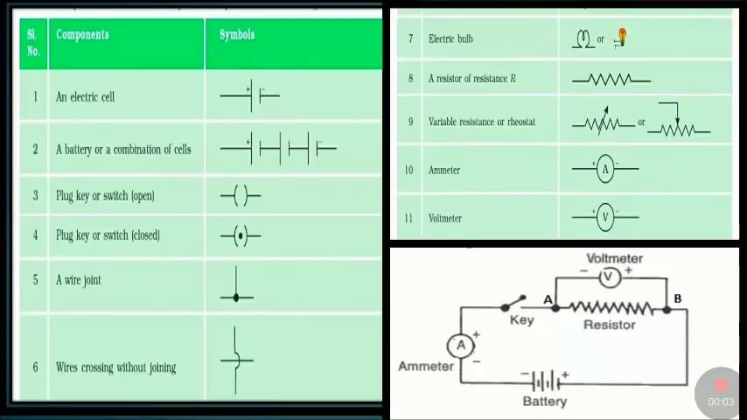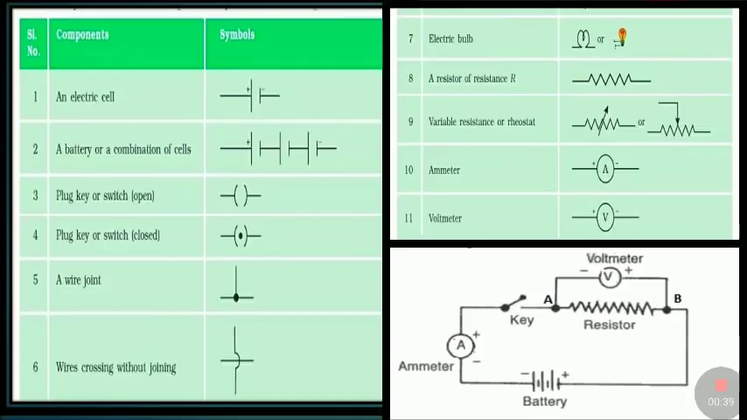These are some of the components present inside the circuit. First is an electric cell. Second is a combination of electric cells. Third is the plug key switch when it's open, and fourth is when it's closed. Fifth is a wire joint together. Sixth, wires crossing without a joint. Seventh is electric bulb. Eighth is your resistance. Ninth is your variable resistance or a rheostat, which you use in your electric circuits to vary your current. Tenth is your ammeter, and eleventh is your voltmeter.